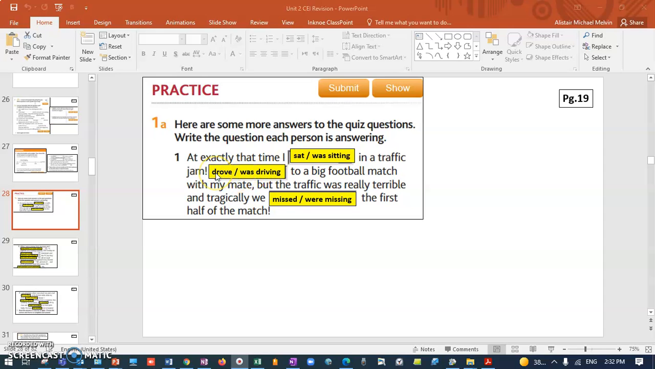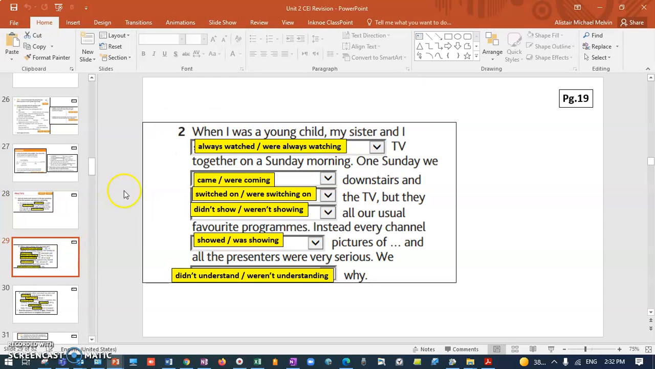Okay, I was driving to a big football match. Okay, it's not finished yet, the driving. And tragically, we missed the first half of the match. Okay, so this one is something that is not really an activity. So, okay, let's continue.